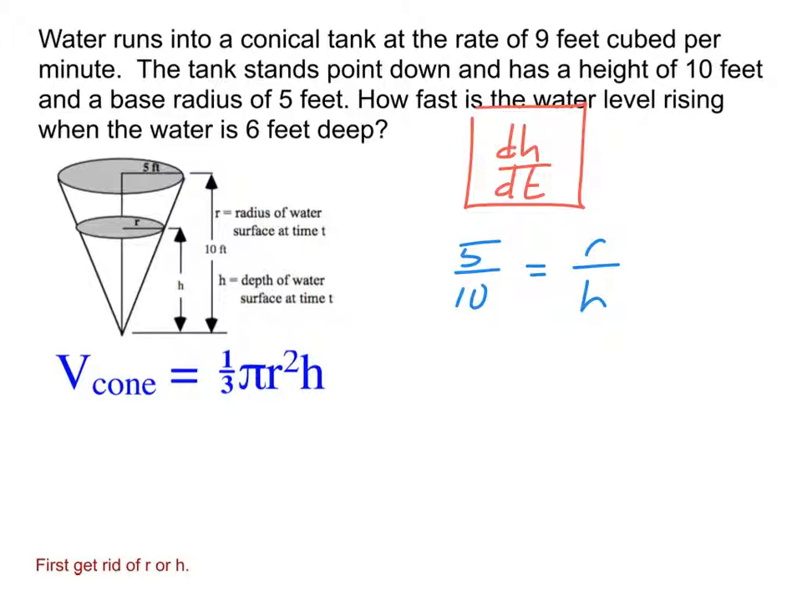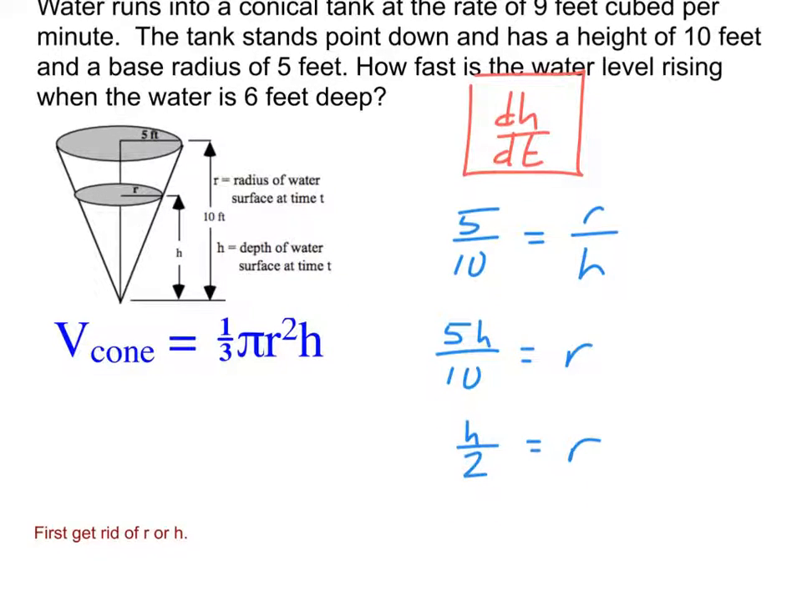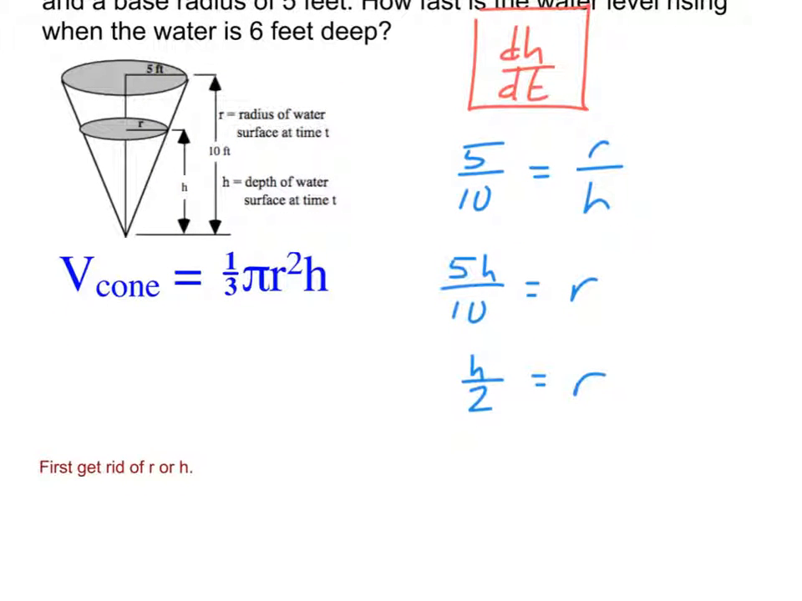Notice I could write an equation here for r. You could multiply both sides by h, and you'd end up with 5h over 10 equals r. Or, let's go ahead and simplify this. Let's make our lives a little bit easier. h over 2 equals r. By doing that, we now can make our lives a whole lot easier.